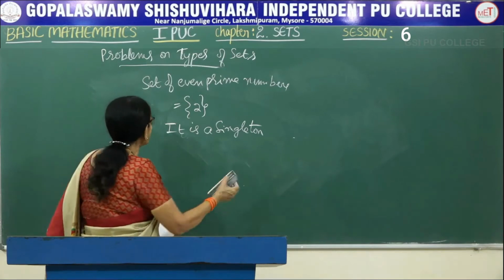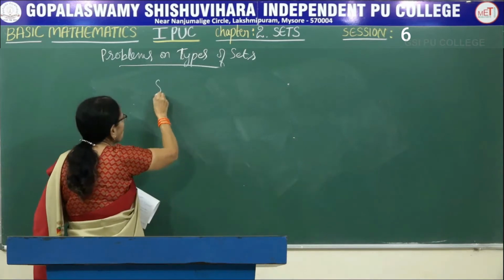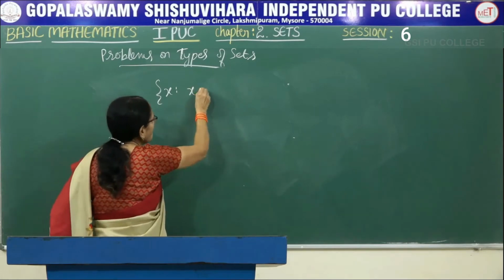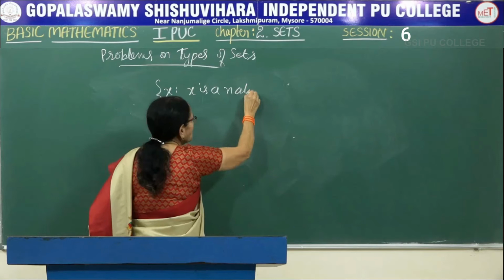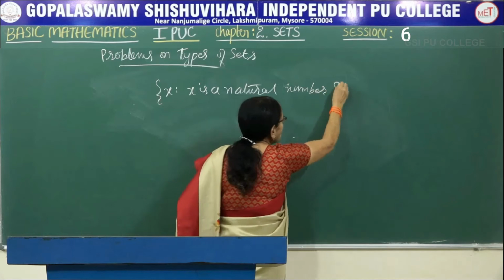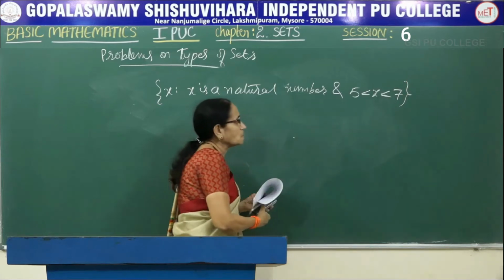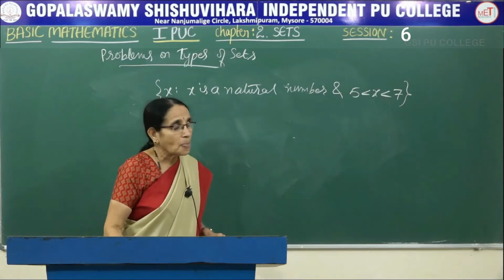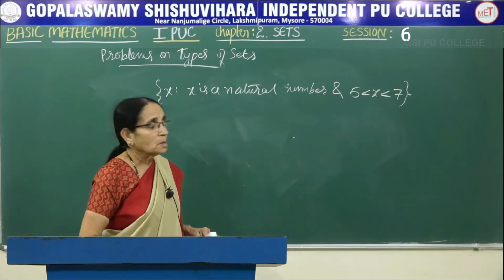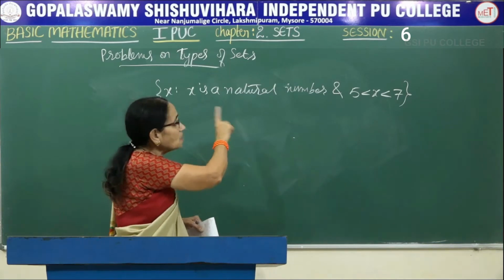Next is the set X. It can be given in this standard form also. A set containing all x such that x is a natural number and 5 less than x less than 7. See, between 5 and 7 there exists an infinite number of real numbers or rational numbers also. But between 5 and 7, we are discussing only the natural numbers.